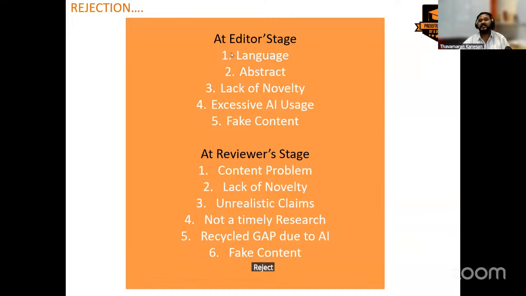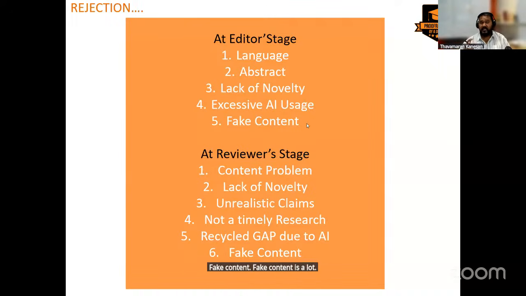Rejection normally happens at the editor's stage. A lot of rejection is normally due to language, abstract, lack of novelty, excessive AI usage. Guaranteed will never get acceptance. Even if you get, the journal will be the lousiest journal in the world. It's probably on the way to get kicked out from Scopus. Okay? Fake content. Fake content is a lot.